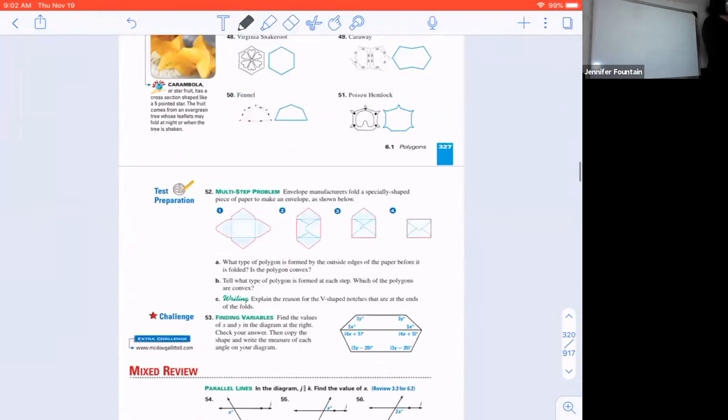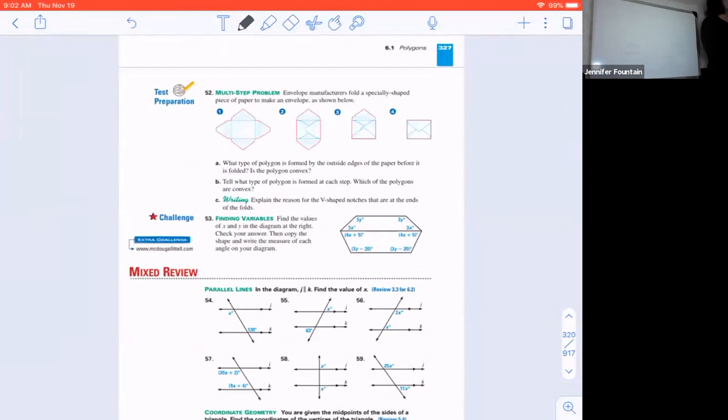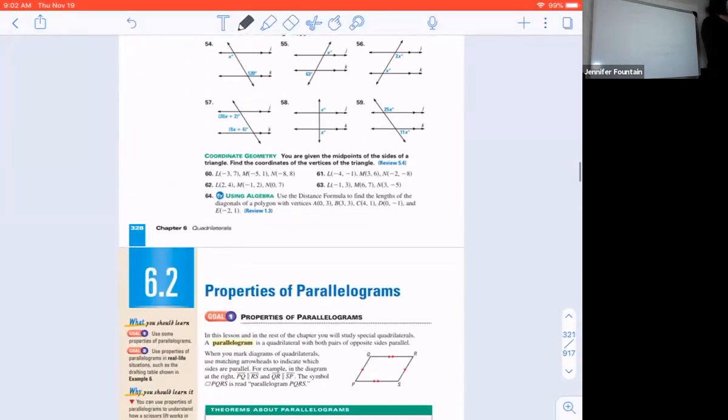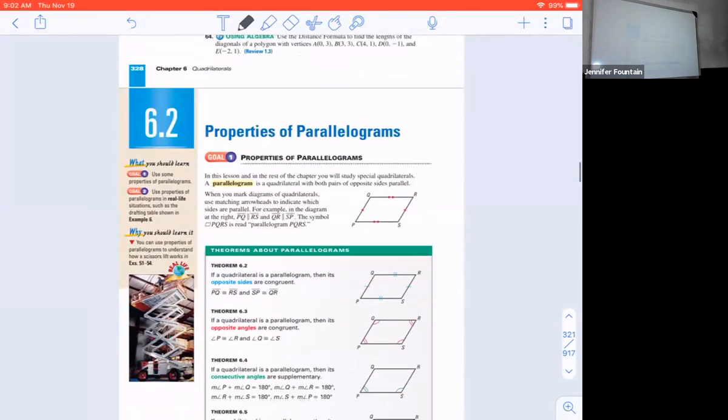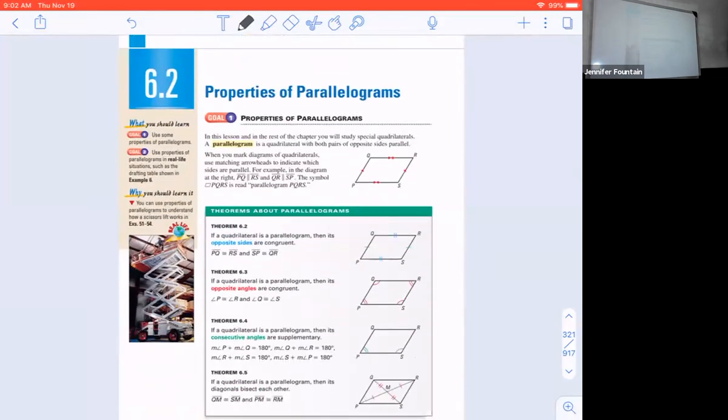Wait, an n-gon and a nonagon are different. What's the name again? N-gon is when we do not know what it is. It's letting a variable represent the number of sides.